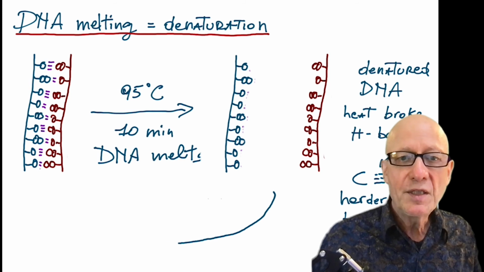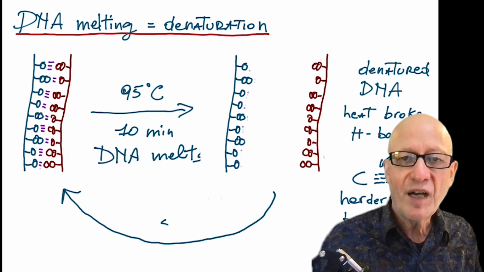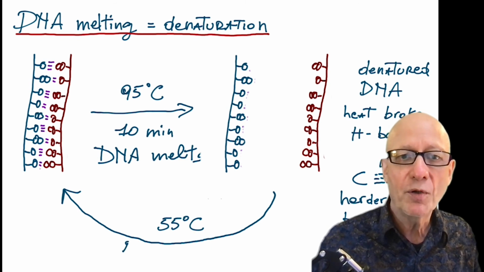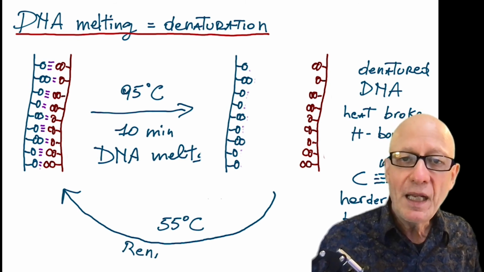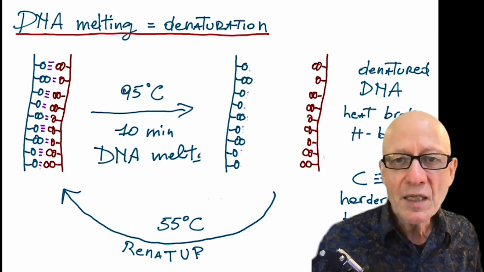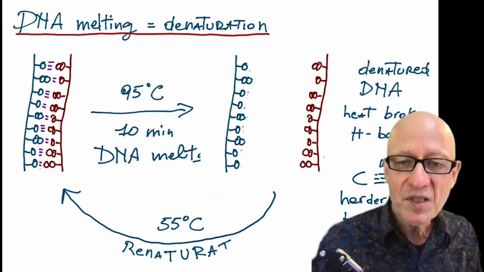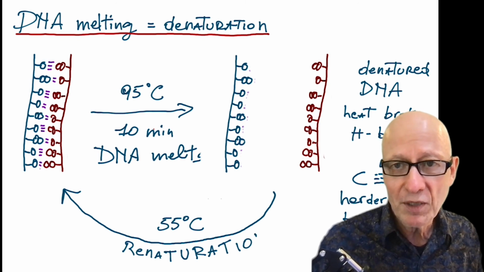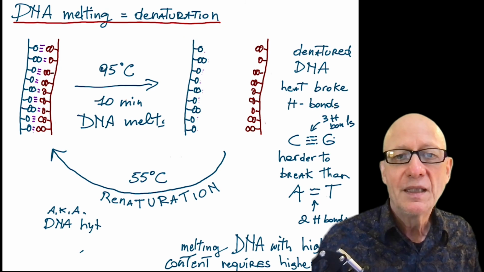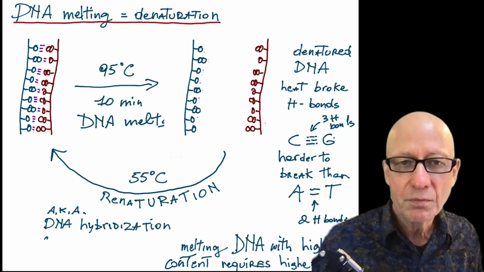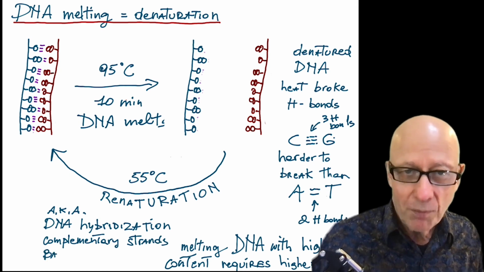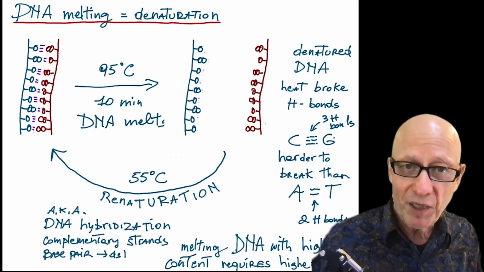If we cool the DNA solution to 55 degrees Celsius, the 2 strands can form hydrogen bonds again, and the DNA undergoes renaturation. That is, the 2 strands, if they are complementary, zip up and form a double-stranded structure. This process is also called DNA hybridization, and the complementary strands come together perfectly because they base pair perfectly and form double-stranded DNA.